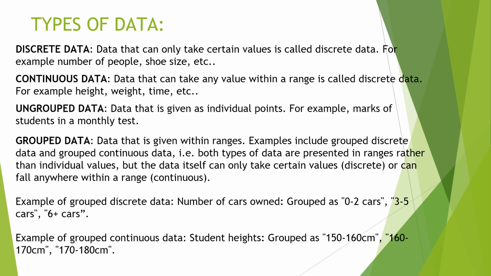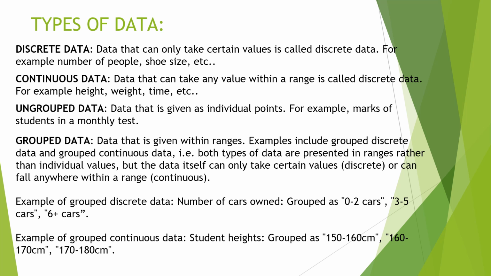You have ungrouped data. That means data which is given as individual points. For example, marks of students in a monthly test. So suppose 50 students are there, the marks of each student are given as individual data points. Then you have the group data. Group data means the data that is given within ranges. Now the group data can be grouped discrete data or grouped continuous data. That means if you are having discrete data, you can group it, and also if you are having continuous data, you can group it.